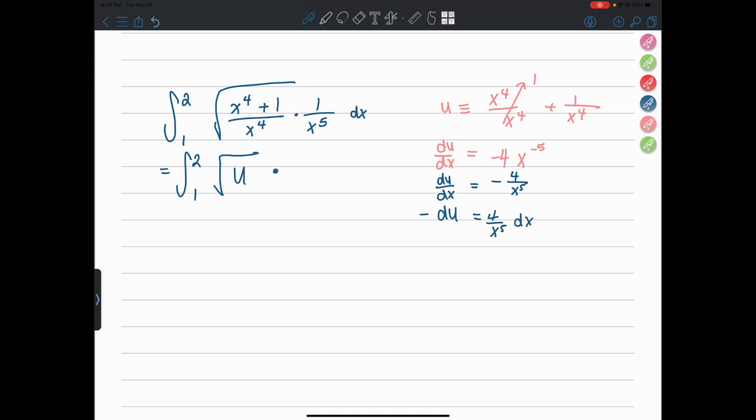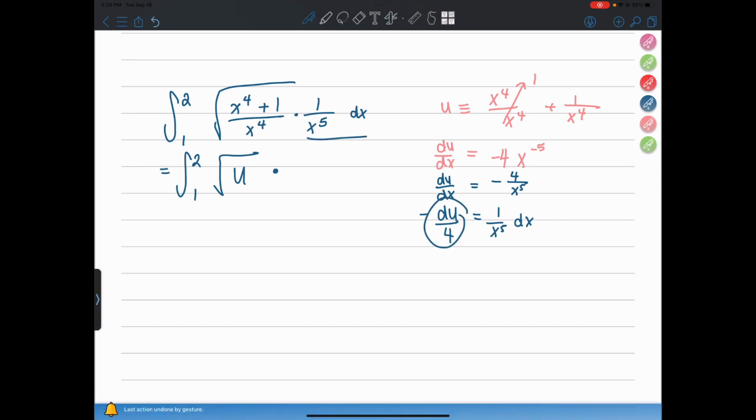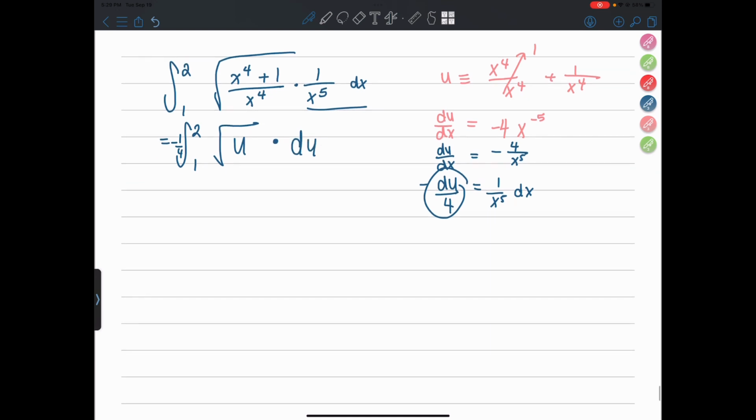And let's move the 4 over to the left side. Nice. And because we exactly have this, we can just substitute this into this. So that's multiplied by negative du over 4. So we can actually just pull out the -1 over 4 already, and we're just left with du. And this is great because we know how to integrate this. So let's do that.